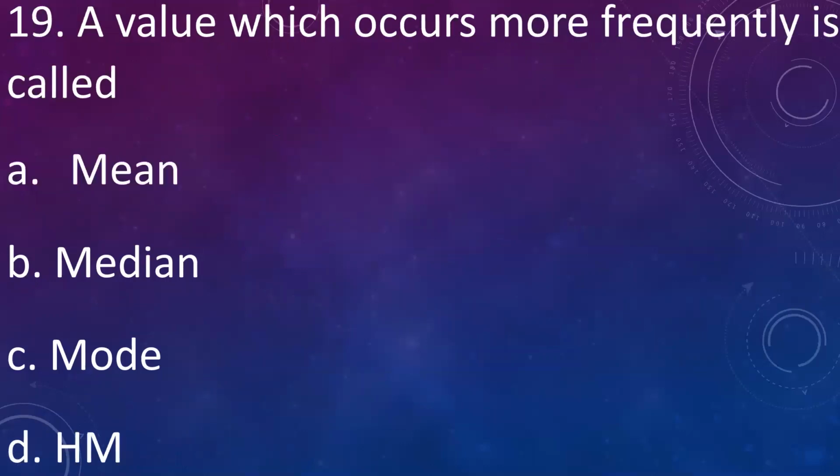Then the value which occurs more frequently is called A. Mean, B. Median, C. Mode, D. Harmonic mean. Answer is mode. The value which occurs more frequently in given set of data is called as mode.